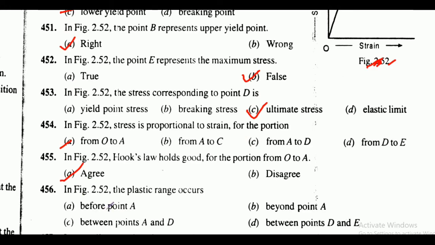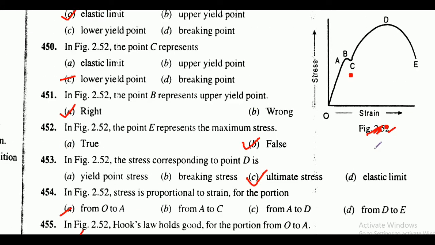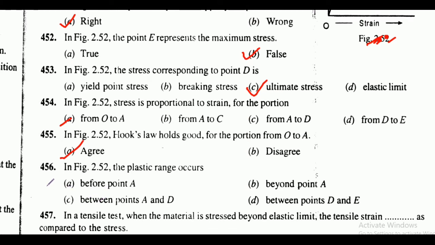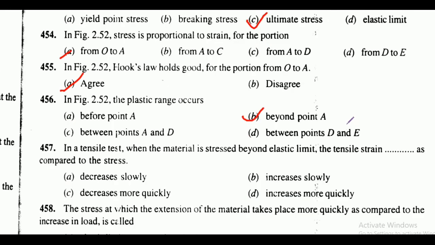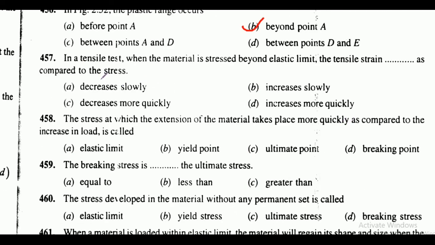Next is for again this figure friends, question number 456. The plastic range occurs? Here friends, these are the options, and here correct answer is option B, that is beyond point A. Plastic region occurs beyond point A, that is this one. Next question is, in a tensile test, when the material is stressed beyond elastic limit, the tensile strain dash as compared to the stress. Here friends, these are the options, and here correct answer is option D, that is increases more quickly.